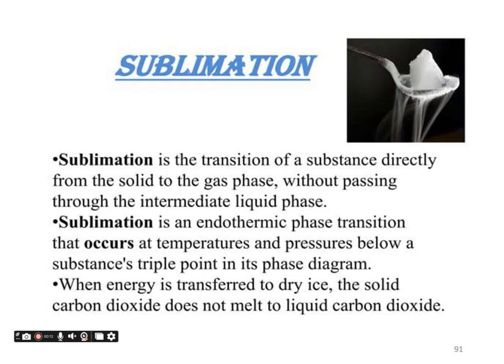So sublimation means what? It is the transition of a substance directly from solid to gas phase without passing through the intermediate liquid phase. It is an endothermic phase transition that occurs at a temperature and pressure below the substance's triple point in the phase diagram. So when energy is transferred to dry ice, the solid carbon dioxide does not melt to liquid carbon dioxide. This is one example of sublimation. This process is applicable for caffeine also.